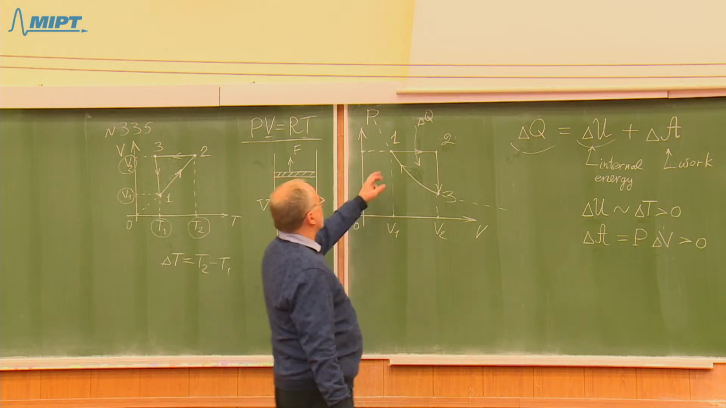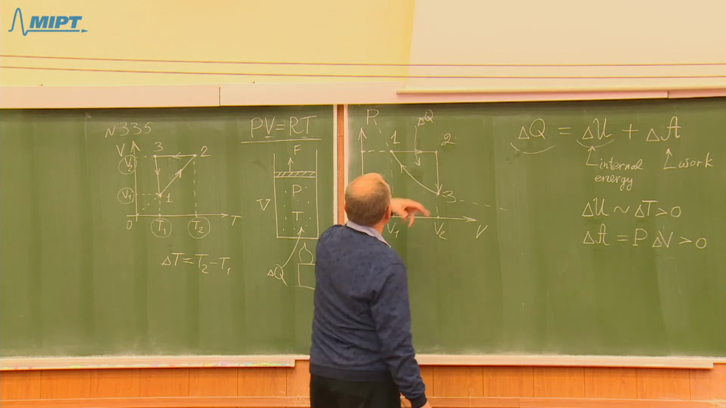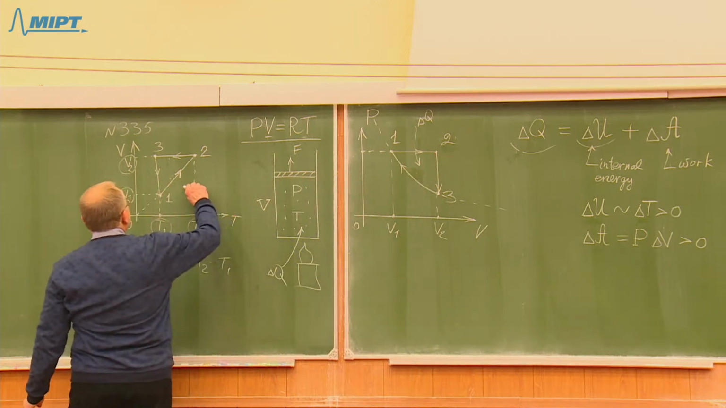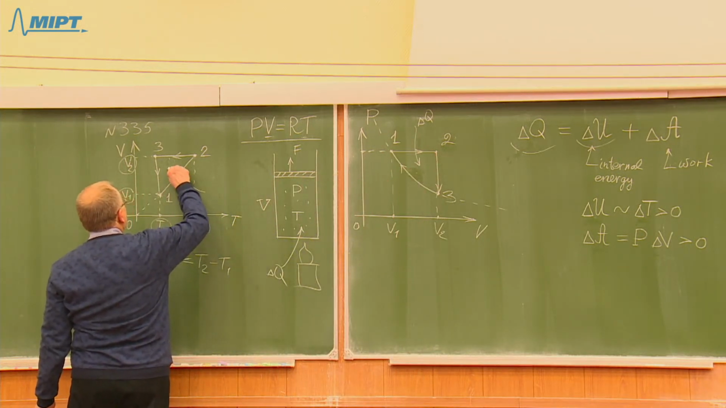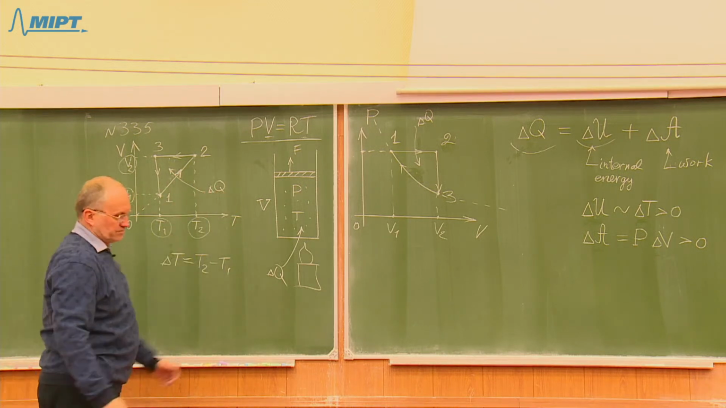So the energy flow during the first part of the process from point 1 to point 2 is directed towards the gas on this part. The heat energy should be given to the gas.